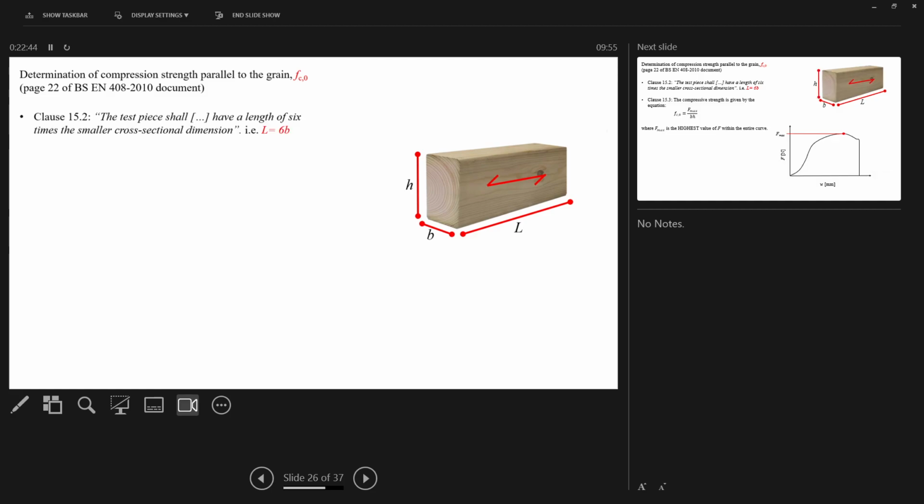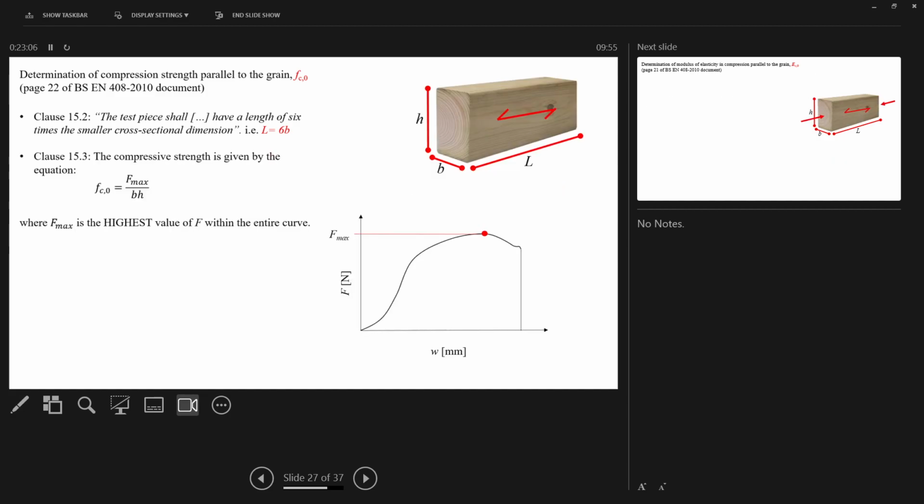So the dimensions, again, in this BS EN 408, clause 15.2, the length should equal 6 times the breadth. Remember, our breadth and our height should be roughly the same. So that length should be 6 times the breadth. This is quite an easy test. This is a genuinely very easy test.